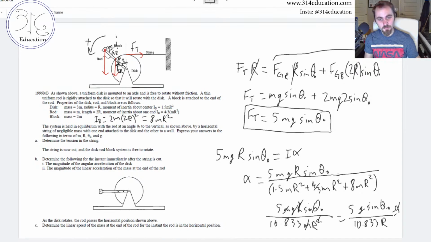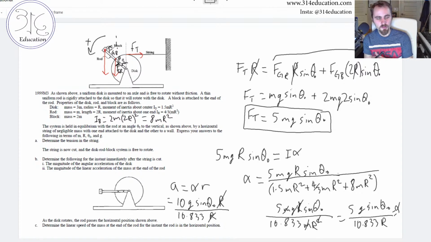Now that we have our alpha, part 2 is very easy, because we just want to find the linear acceleration of the mass at the end of the rod. To move between linear acceleration and angular acceleration, we just multiply by r. This is at a radius of 2r, so we multiply by an r on the top, and multiply by 2. So we get 10, that's 5 times 2, g sine theta naught times r over 10.833 r, and the r's cancel. Pretty simple. Any questions on how we did that?